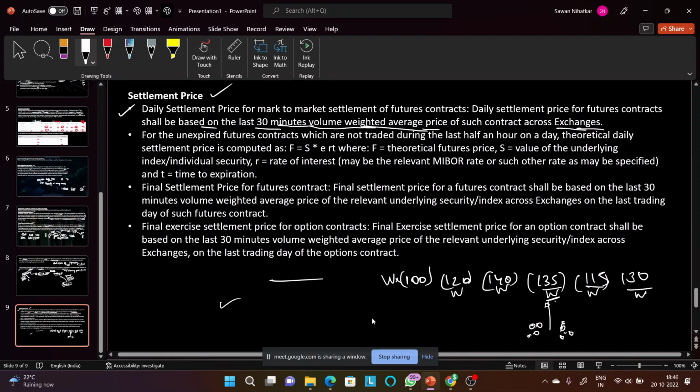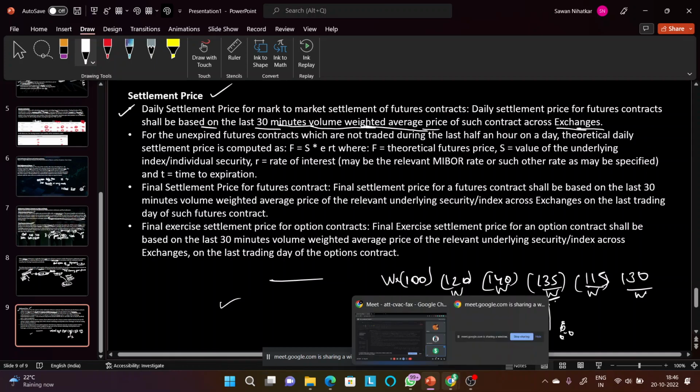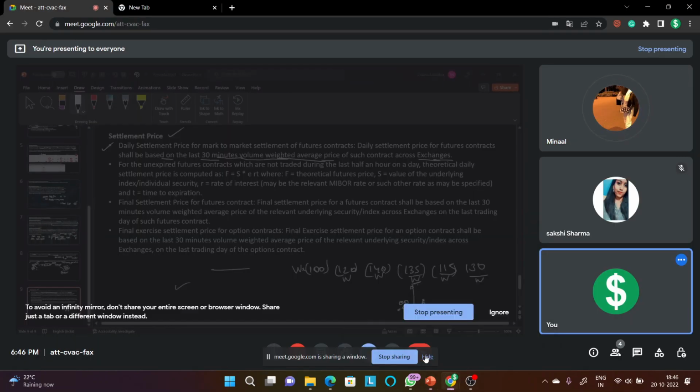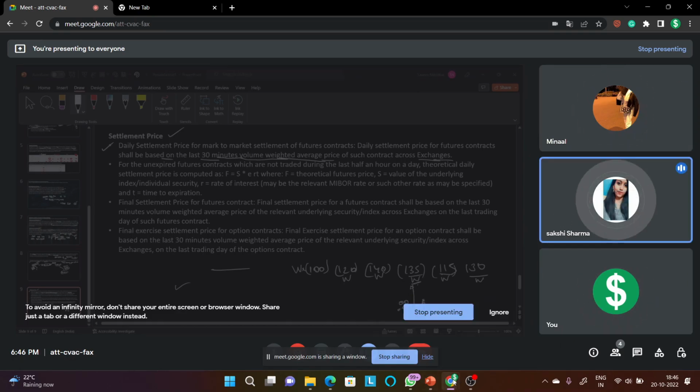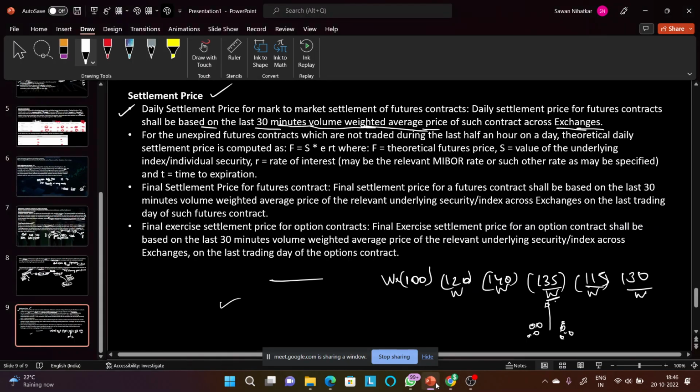समझ में आया? हाँ आ गया. Yes, Sakshi. हाँ okay, fine. बस कितने से चैप्टर था ये? कितनी स्लाइड्स है और? These are 9 slides, but this chapter is bigger.